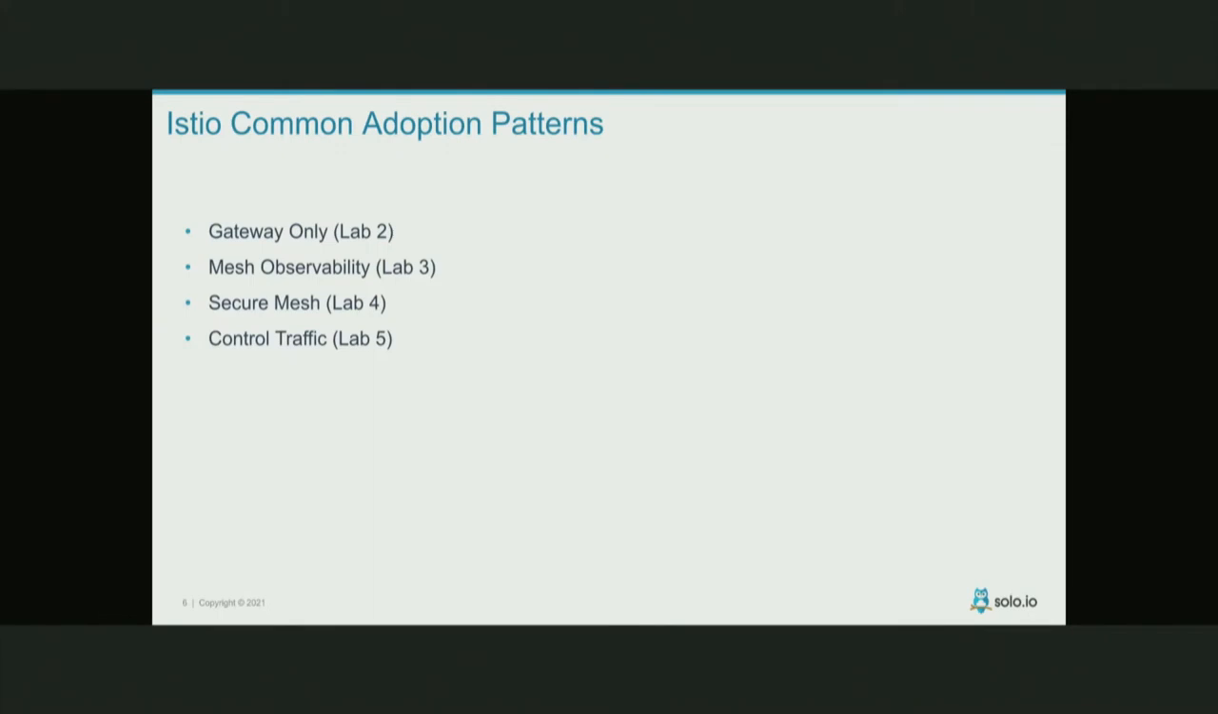And then we're going deeper into understanding how that works within Istio. In lab five, we're going to teach you how to control traffic when you have more than one version of your services. How do you do a canary rollout? How do you do dark launching? So we're going to teach you all that.